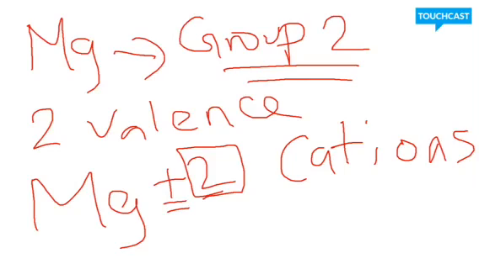Now which elements can form cations? Elements in group 1, 2, and 3, these are metals. They tend to lose their electrons to another element. Now this process happens in ionic bonding, and ionic bonding only involves metals and non-metals.